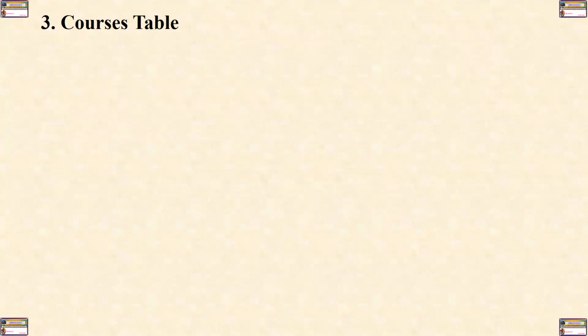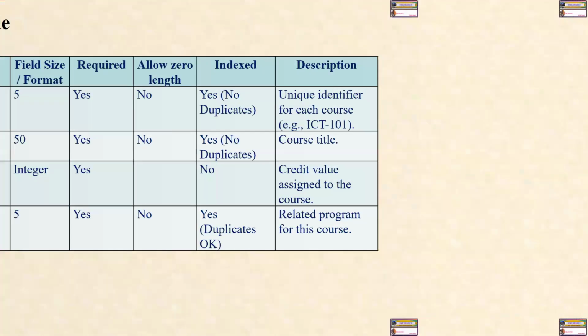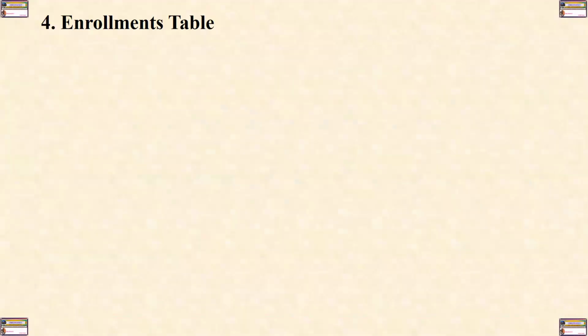So for the courses table, we have set our properties as you can see. We have already done that. For field size, we have set required, yes. Allow zero length, no. And you can see those which are indexed, especially those which can be used to speed up the search. They are the ones which we have indexed. So we have set that.